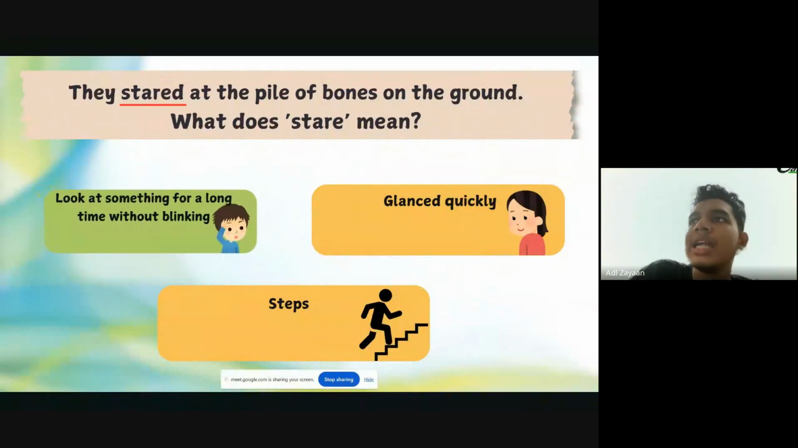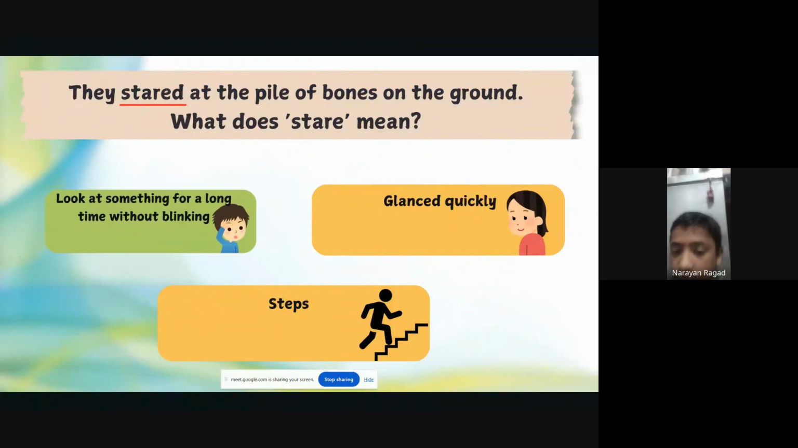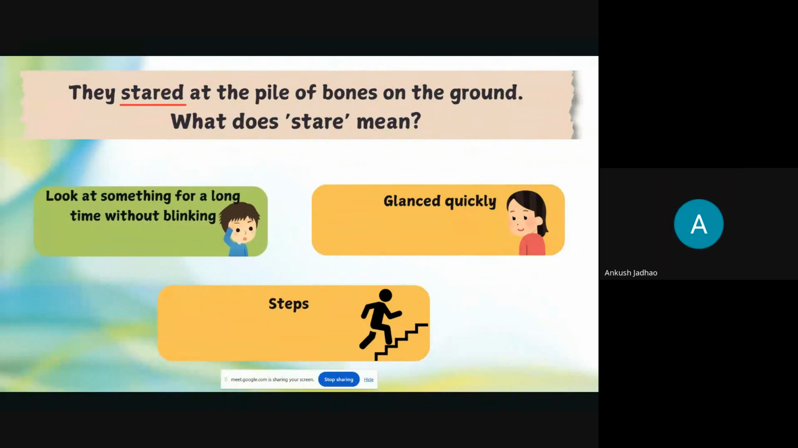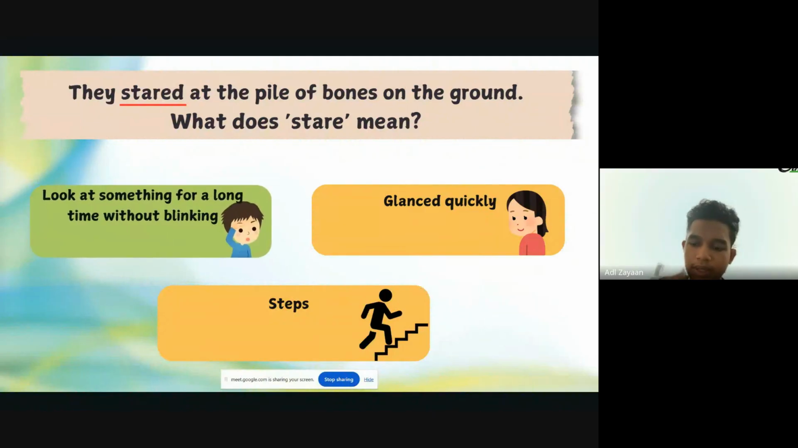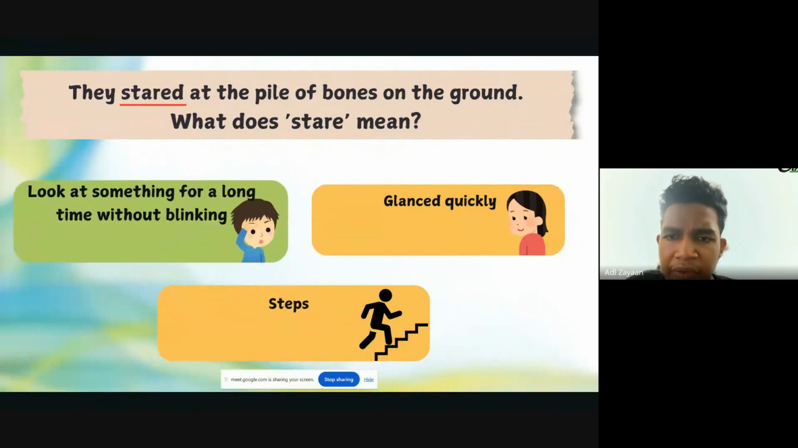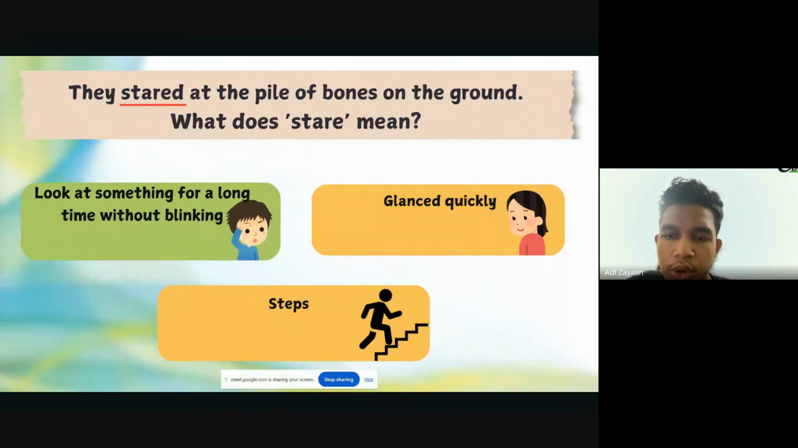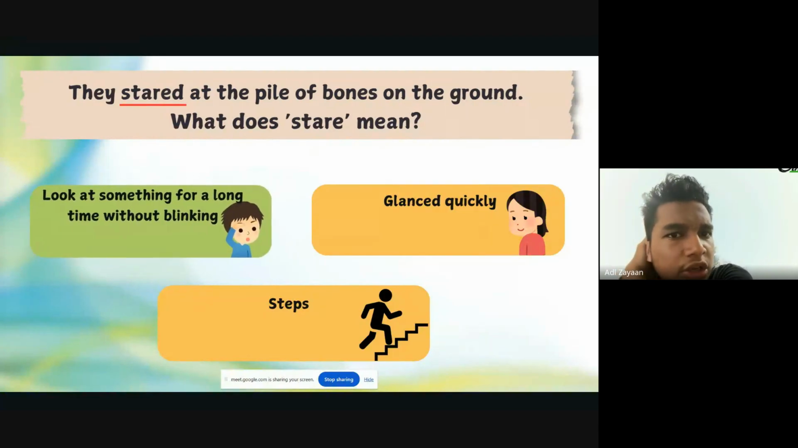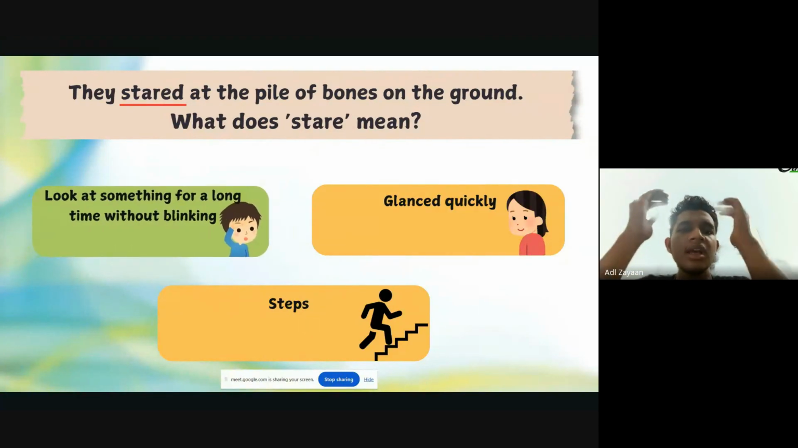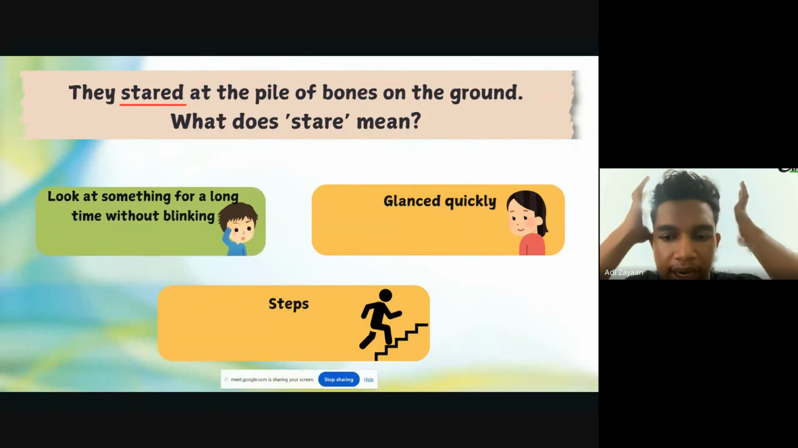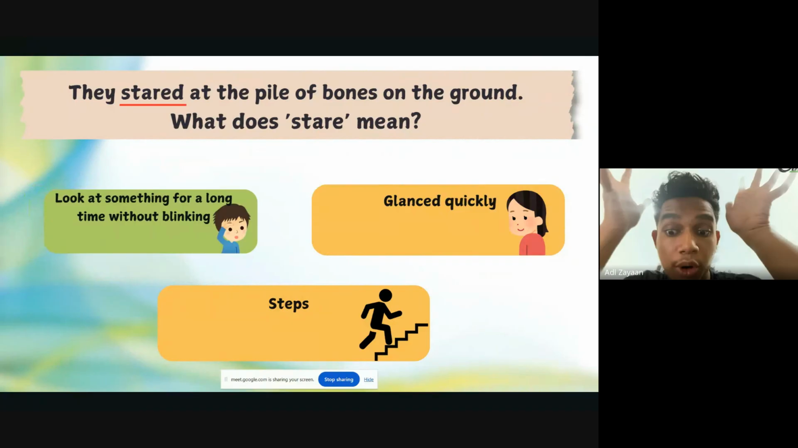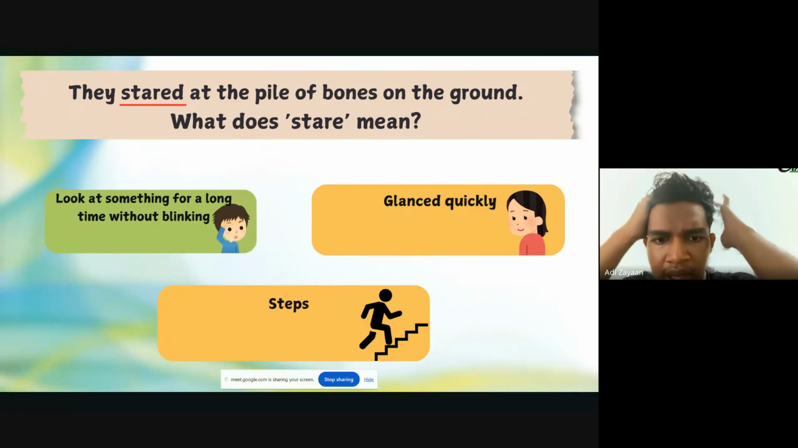Stared means looking at something for a long time without blinking. If you see the second option, glanced means looked quickly, but looked quickly is not stared. Stared means we look at a thing or a person for a long time without blinking. It is like if I am looking at any one of you with my eyes wide open, looking at you for a long time. That thing is called staring.